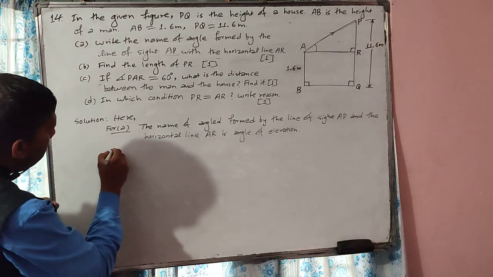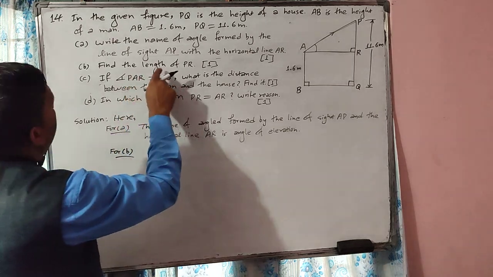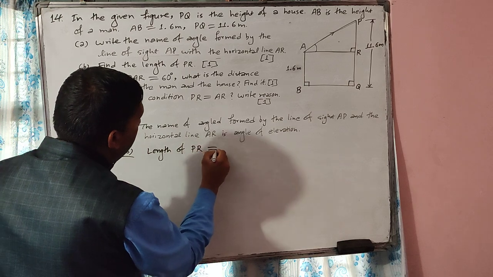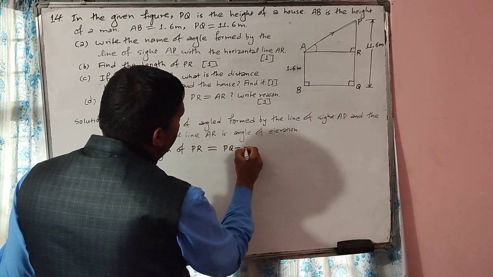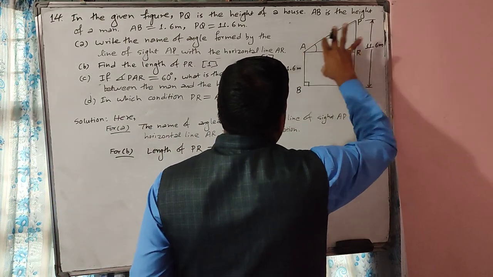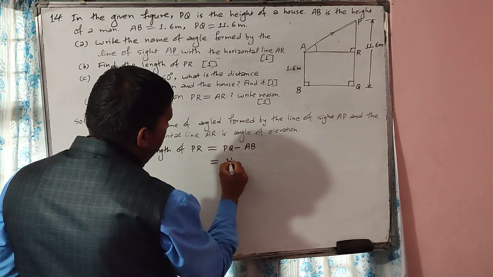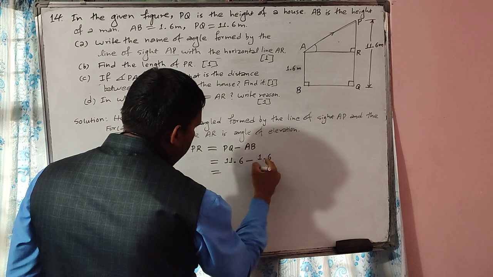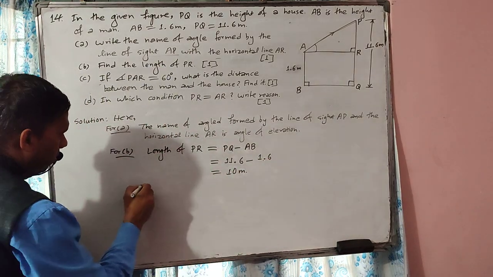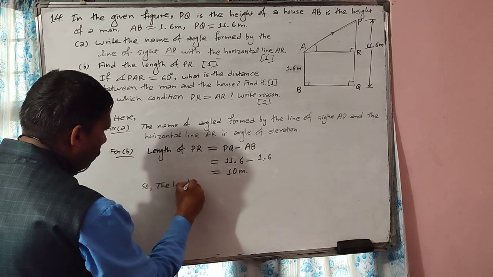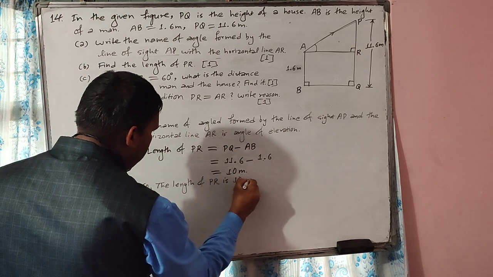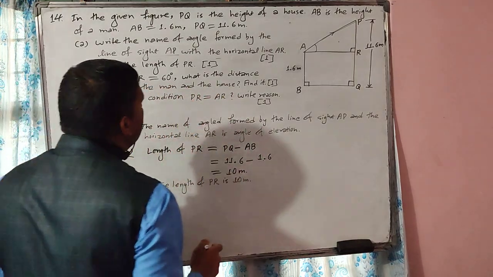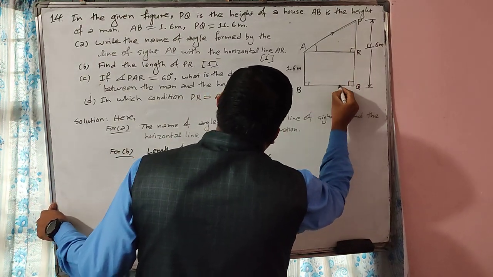Now for B, we have to find the length of PR. Length of PR equal to PQ minus AB. PQ is 11.6 minus AB is 1.6, it becomes 10 meter. So the length of PR is 10 meter. And if angle PAR is 60 degrees, what is the distance between the man and the house? Distance between man and house is AR or BQ, both are equal.